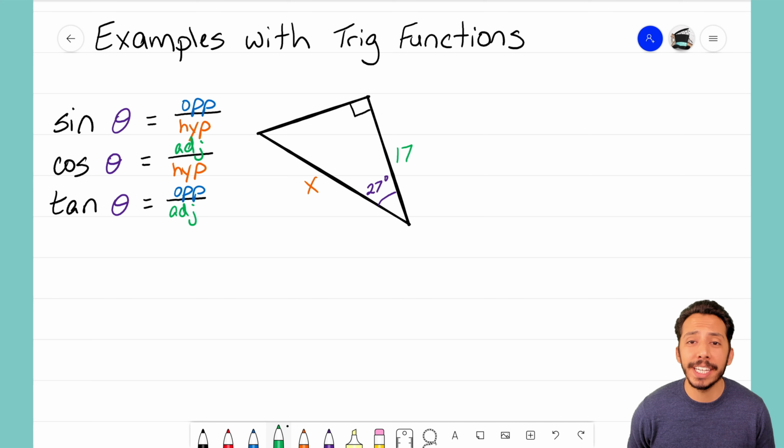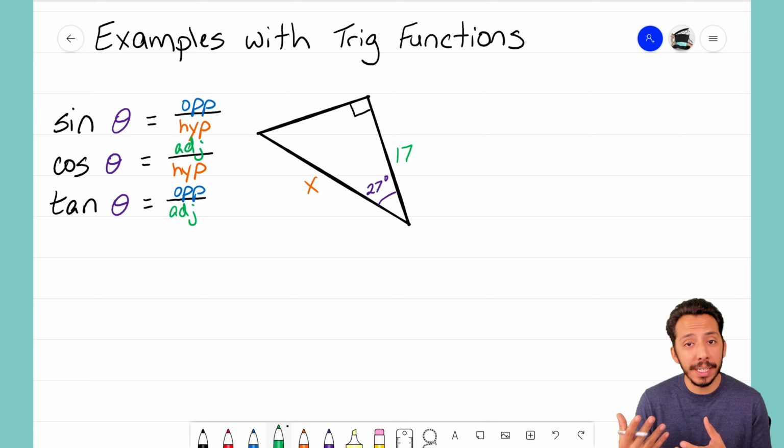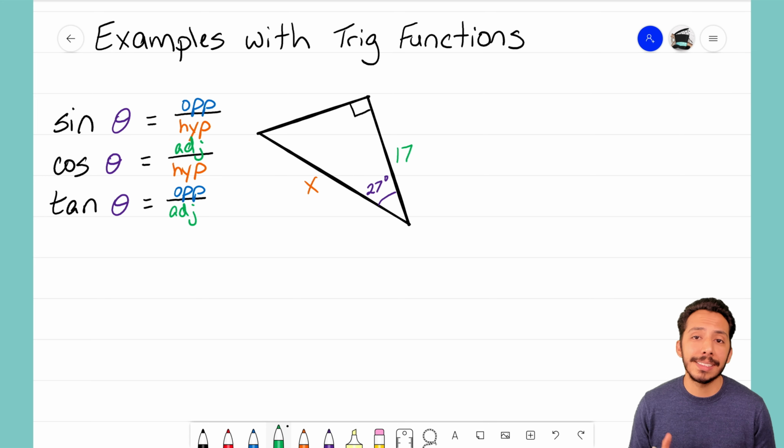Now hopefully you saw my introduction video on sine, on cosine, and on tangent, and if you haven't, you might want to go and watch that video before we jump into this problem, because I show you and explain to you how we get sine, cosine, and tangent and how we can use it to solve these problems.